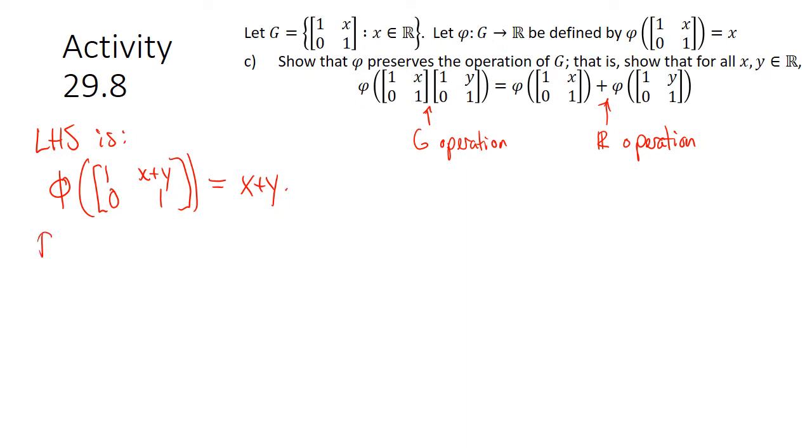Okay, and then the right-hand side is, what you're going to get from phi of the first matrix is x, and then from the second one you're going to get y. So the left-hand side equals the right-hand side. So that's it.